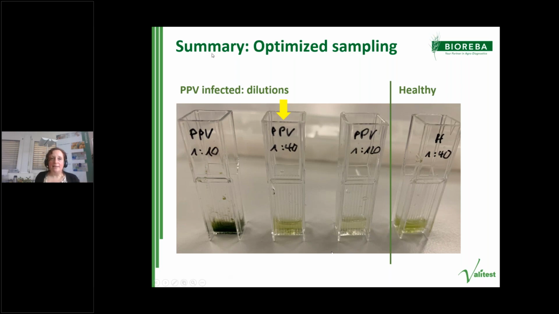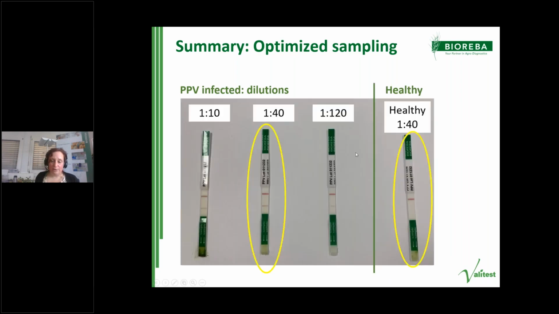So to summarize, we have an optimal sample dilution of 1 to 40, which you see with the yellow flash. It's Plumpox, and also on the right side for healthy plant sample, 1 to 40. We would like to show you here what happens if you didn't dilute sufficiently. So what is happening with a 1 to 10 dilution, or how it is if you dilute too much, 1 to 120. So we inserted strips in these cuvettes, and after 7 minutes, we see the result already appearing here.